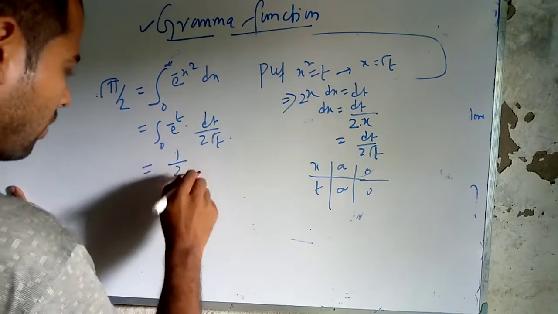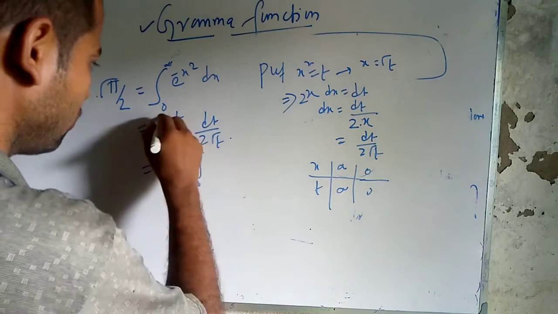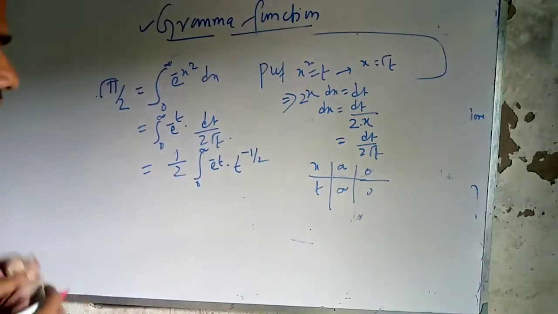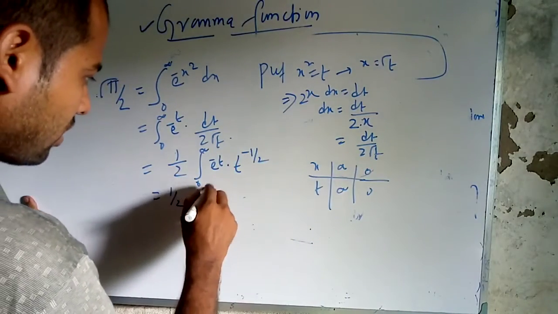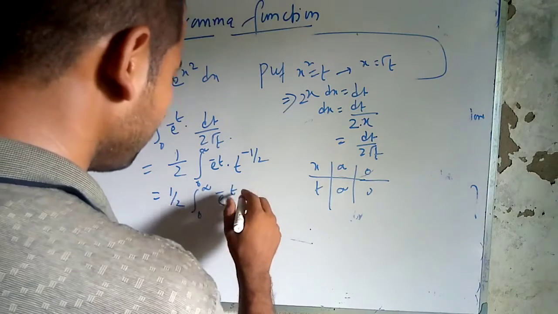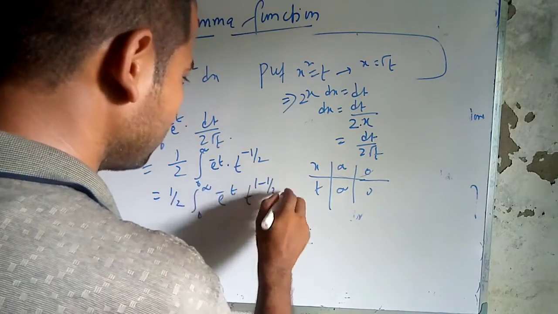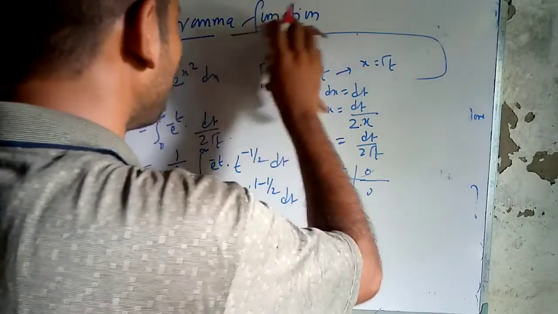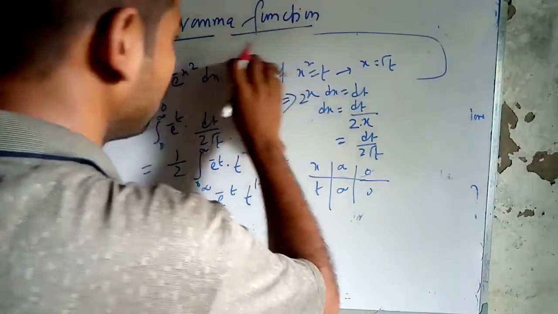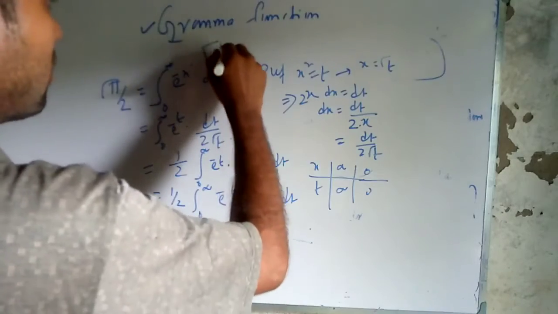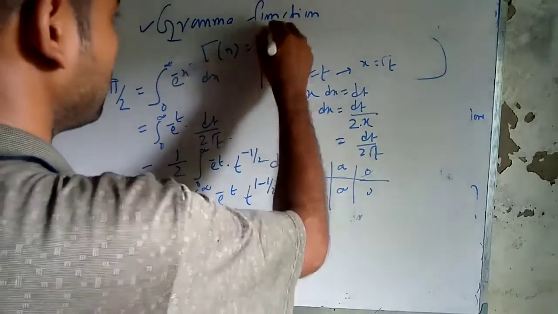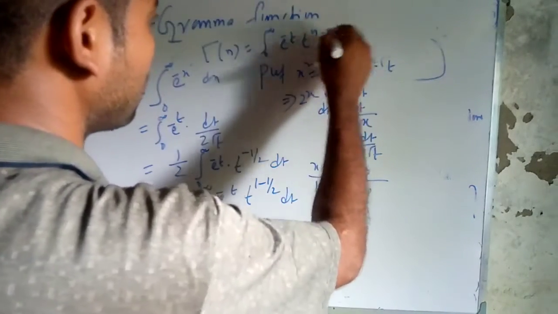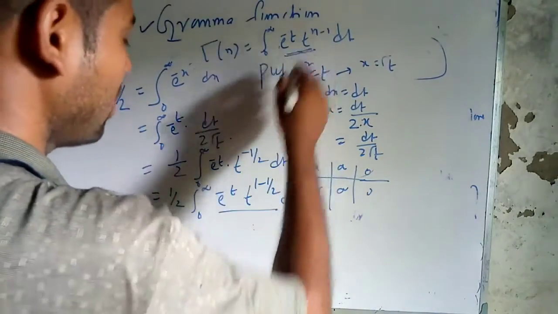Taking the half out of the integral, we get half times the integral from 0 to infinity of e to the power minus t times t to the power minus half dt. This can be written as t to the power half minus 1. Here you see the form of the gamma function: gamma of n equals the integral from 0 to infinity of e to the power minus t times t to the power n minus 1 dt. This is the exact same form.